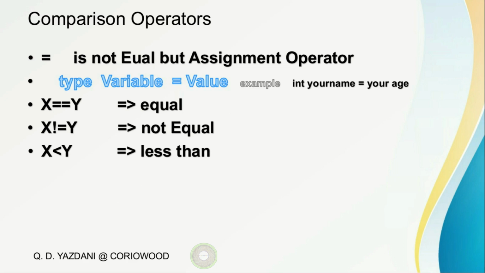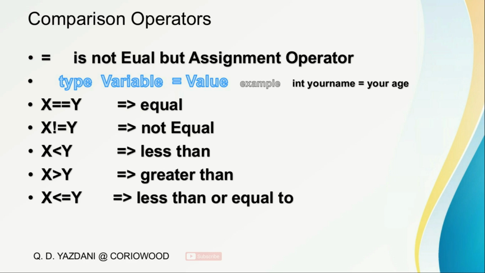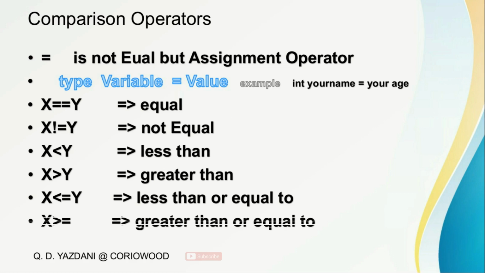Then we have less than, x is less than y, and x is greater than y. Less than or equal to and greater than or equal to. So that's the comparison operators. Never assume that a single equal is equality, because it's assignment. You're assigning a value to a variable.